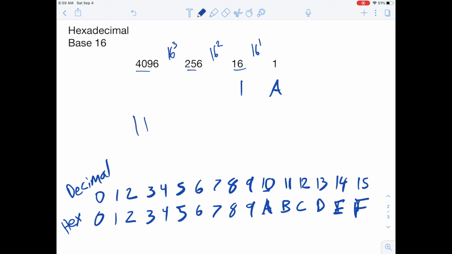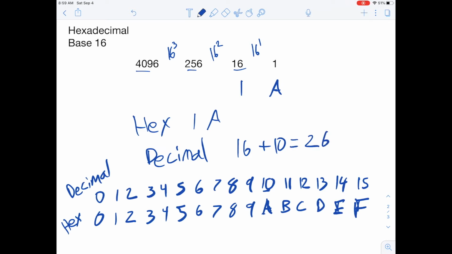So hex 1A is going to be in decimal or denary equal to 16, because there's a 1 in the 16th place, and A, which is equal to 10. So that's going to be 26.